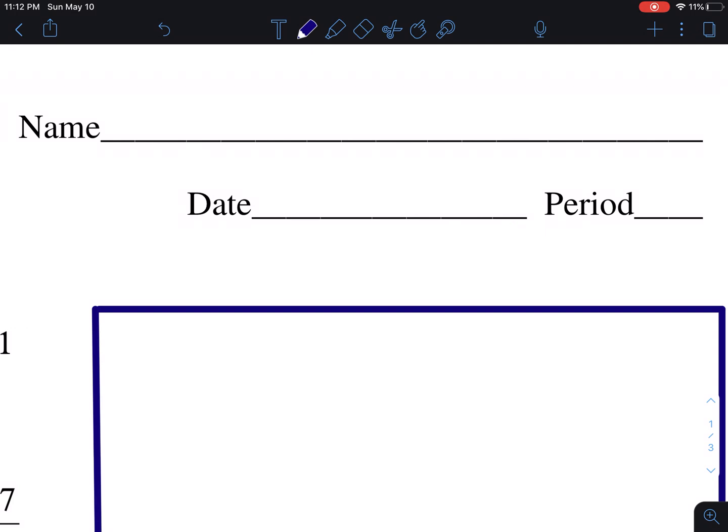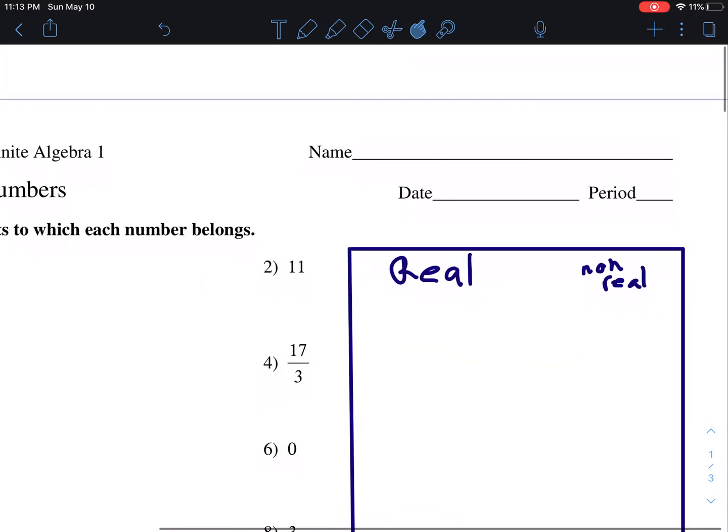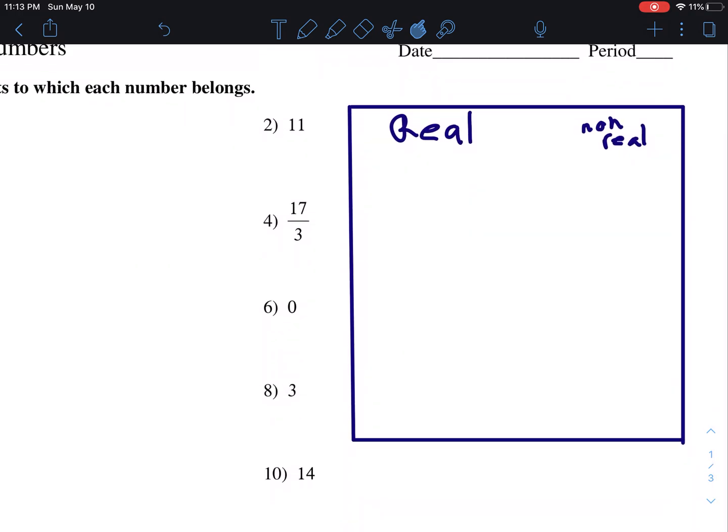So the first type of numbers that we're going to compare, what we're going to do is essentially break it down from the broadest definition onto the most narrow classification of these numbers. So the first ones we're talking about are real numbers versus non-real numbers. Over on the left here, I'm making this box. The real numbers are going to be over here, and the non-real numbers are going to be over here. We're briefly going to talk about non-real numbers, but essentially we're going to focus on the real numbers because there's a lot more to talk about there.